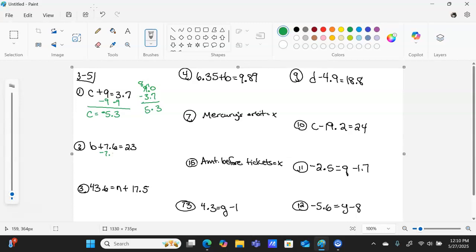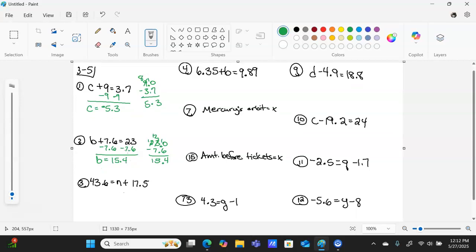Here we're going to subtract 7.6 from both sides, again because it's currently added to the b. So we have 23 minus 7.6. So lining them up, signs are different, so we're going to subtract. 12 minus 7 is 5, so we get 15.4, and the 23 is the positive, which is the larger, so it's going to be positive.